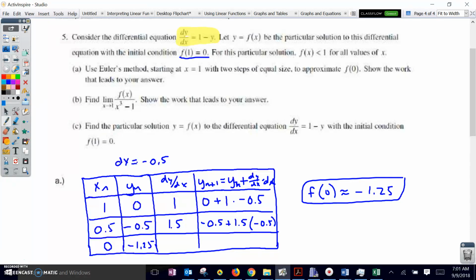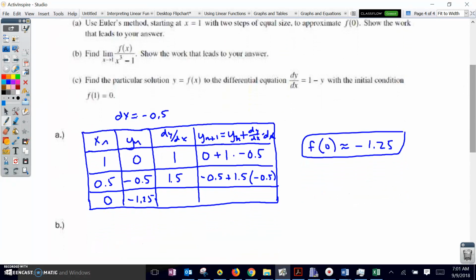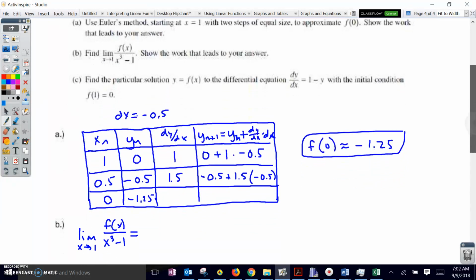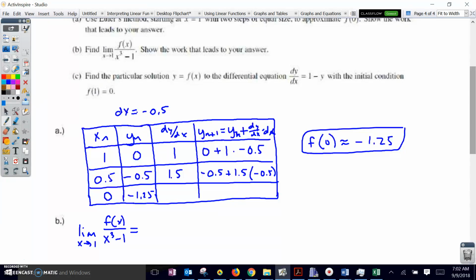Okay, now let's do these last two examples. Again, just to kind of review some concepts that we've seen before. In part B, we're going to find the limit as x approaches 1 of f of x over x cubed minus 1. And so if we evaluate this limit, f of 1, given to us in the problem stem, f of 1 is equal to 0. So as x approaches 1, this is going to be 0 over 1 cubed minus 1, or 0 over 0.